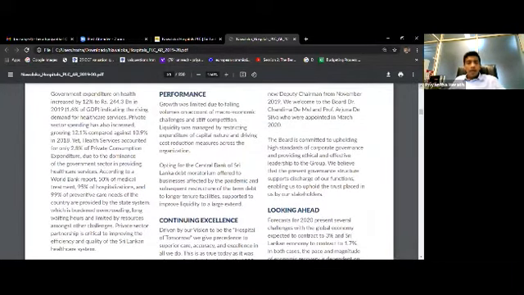Liquidity was managed by restricting the expenditure of a capital nature, and driving cost reduction measures across the organization, right? And why did they want to control capital expenditure to manage the liquidity issue? Why was there a liquidity issue in this year? Mainly due to COVID, or not mainly due to COVID, but due to the Easter Sunday attack, right?